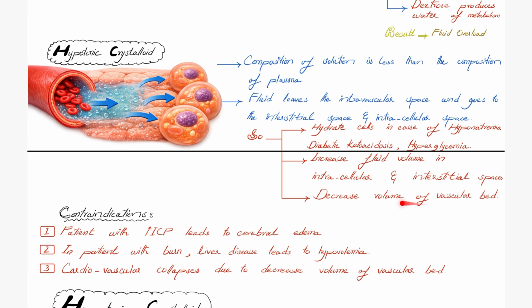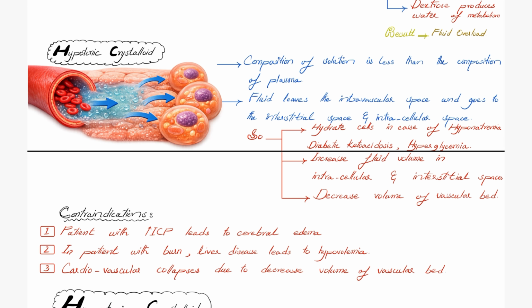So in hypotonic crystalloid, the composition of the solution is less, so fluid shifts from the intravascular space to the interstitial space and then to the intracellular space. So why do you have to use it? To hydrate cells in case of hypernatremia, diabetic ketoacidosis, or hyperglycemia. In case we need more fluid in the intracellular or interstitial space, and as well, because fluid shifts from the intravascular space to the interstitium, there will be decreased volume of the vascular bed.